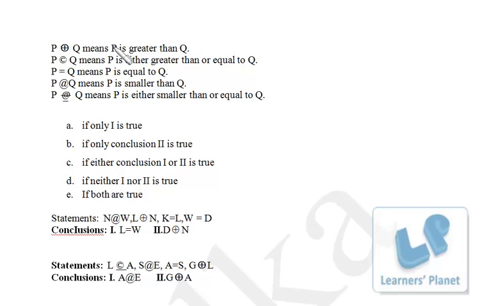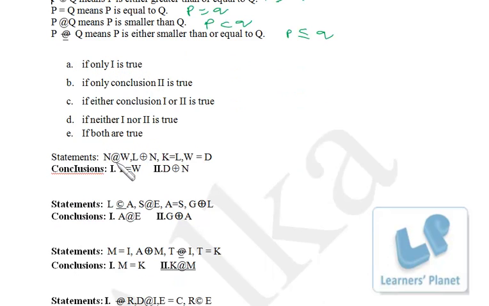Now let's see this set of questions. P is greater than Q. P is either greater than or equal to Q. P is equal to Q. P is smaller than Q, and P is either smaller than or equal to Q, right? And these are the options. I take the first statement.